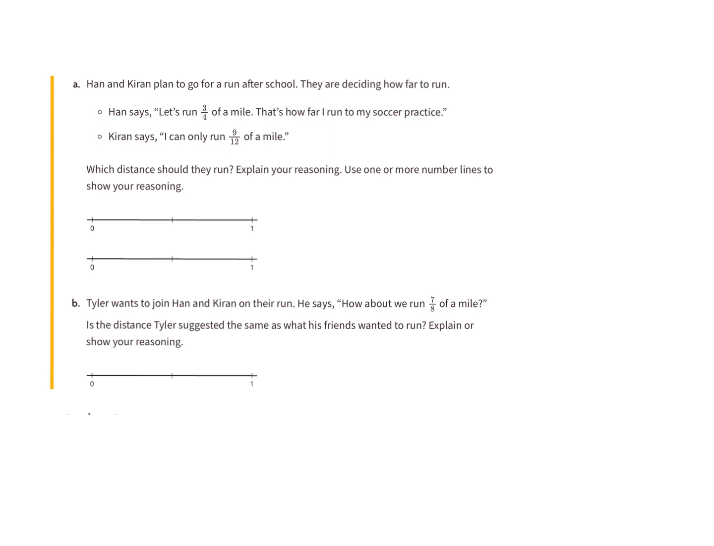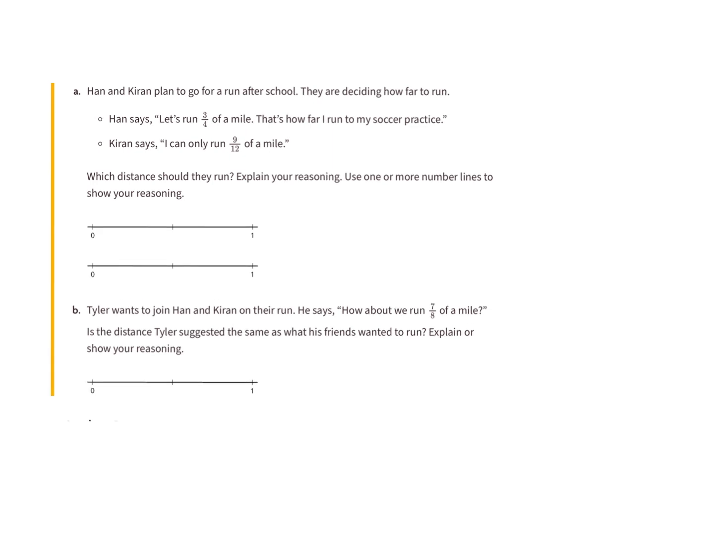Okay, I have to put myself in the shoes of a starting fourth grader. So which distance should they run? Explain your reasoning. Use one or more number lines to show your reasoning. Okay, so I'm just going to think for a minute that maybe this is going to be Han and this is going to be Kiran. So 3/4, maybe I can think that that's pretty straightforward.